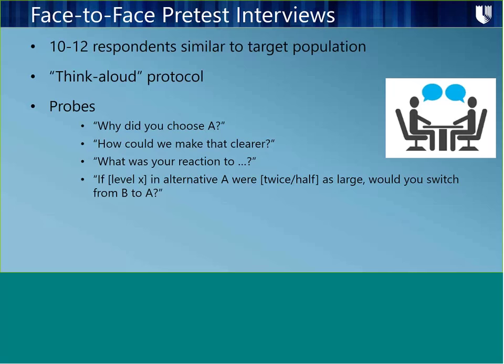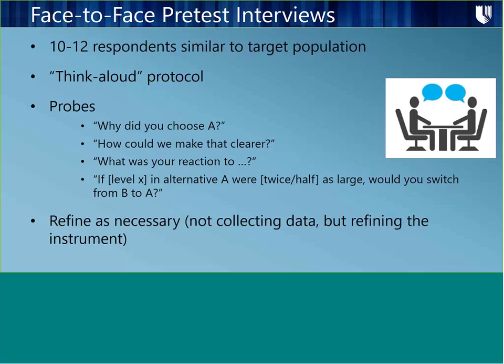So suppose they pick alternative B. Then pick one of the levels, one of the attributes, and say, what if efficacy level in alternative A were twice as large? Would you switch from B to A? They say yes. Then we would say, well, what if it were only 50% better? Would you switch there? Yes. What if it was just 10% better? No, I wouldn't switch. So we do that to try to get some sense of where the thresholds are, whether we're getting the range of attribute levels wide enough or narrow, or maybe they're too wide, to make sure that we're showing people ranges over which we would actually observe trade-off behavior.